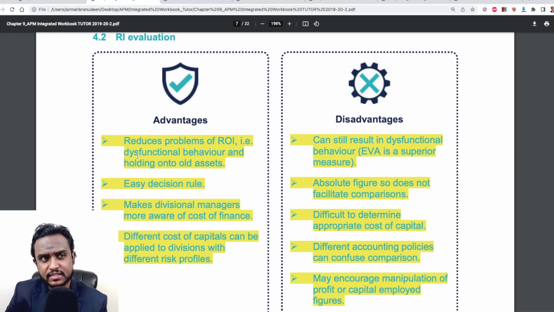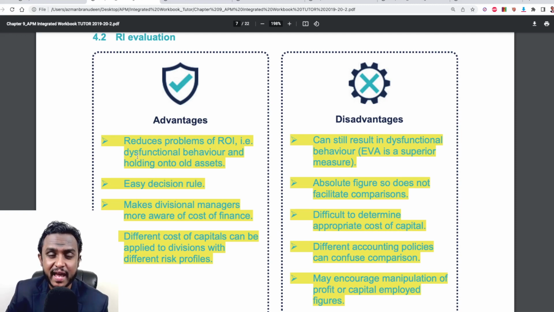Different accounting policies can confuse the comparison because, as I said, accounting policies do impact the controllable operating profit and controllable capital employed, like for example your depreciation basis. What basis are you using to calculate your depreciation? What is the lifetime of the asset you're considering? All of these will have a significant impact, direct or sometimes indirect, on the figures that you're using to calculate RI, and thereby affect your numbers.